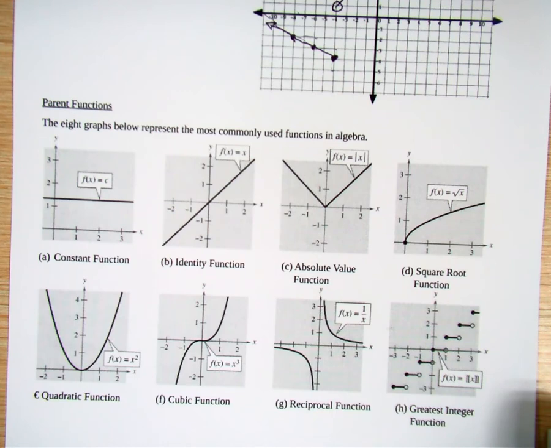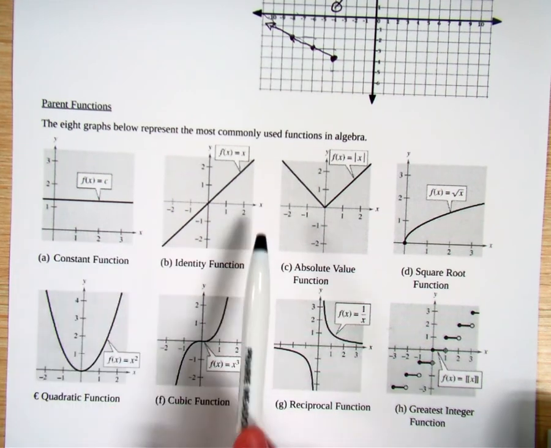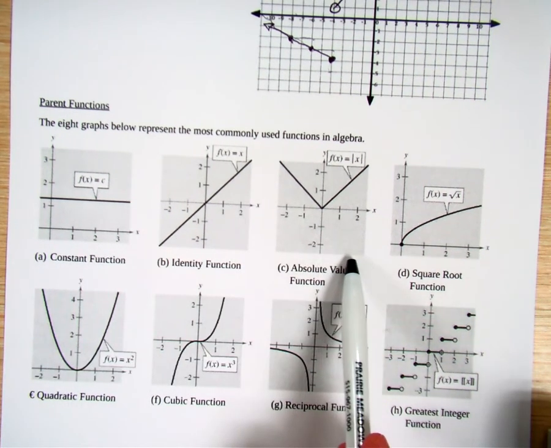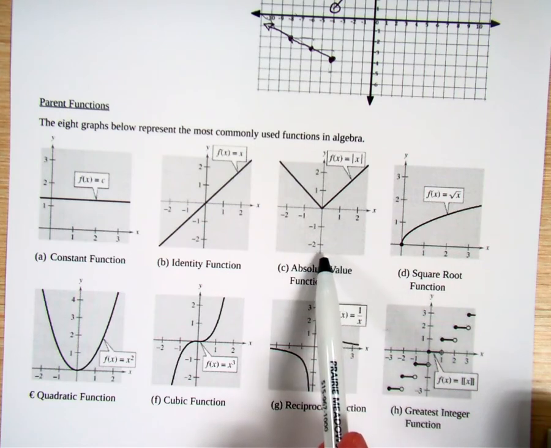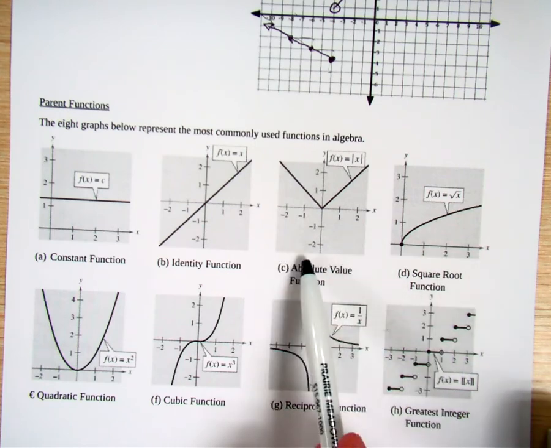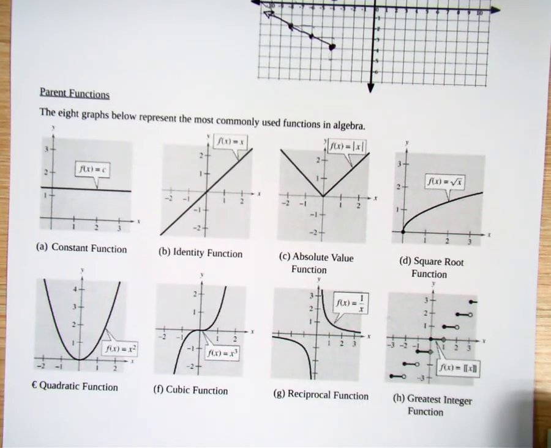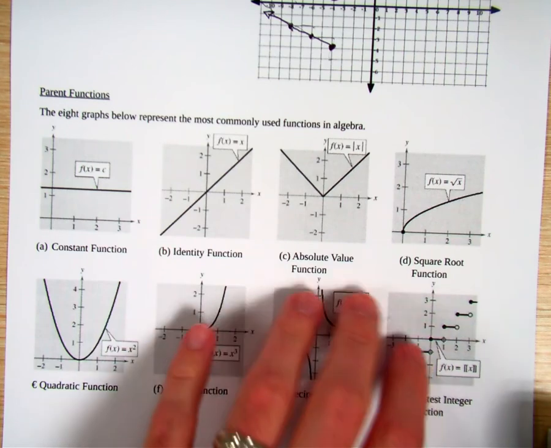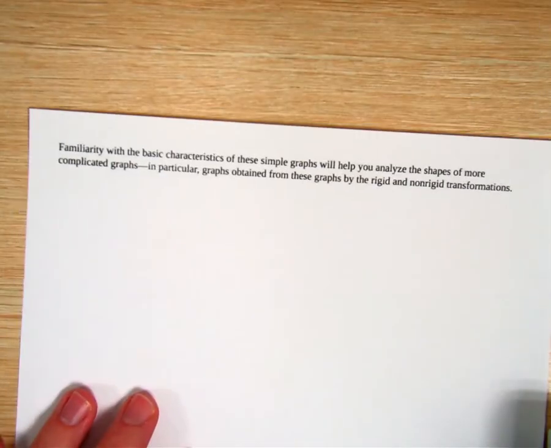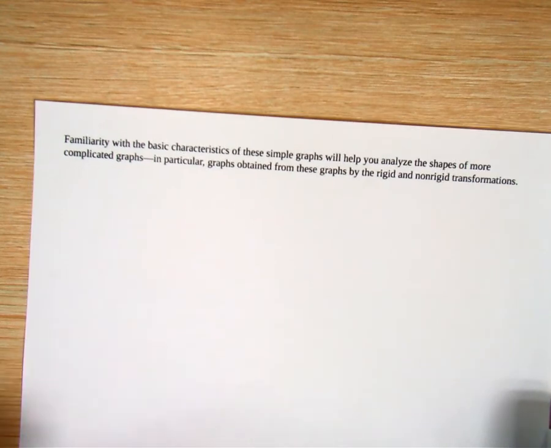Constant, identity, absolute value, I don't know if we talked about absolute value today, but we have that one in our back pocket. Square root of x, x squared, x cubed, 1 over x, and greatest integer function, aka stair-step function. All right. Make sure we're familiar with the basic characteristics of these simple graphs, and it will help you analyze the shapes of more complicated graphs. In particular, graphs obtained from these with rigid and non-rigid transformations.